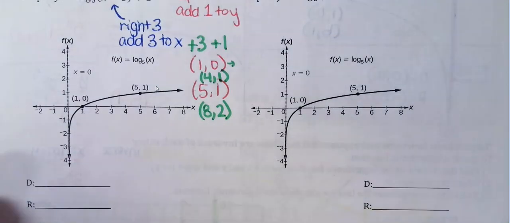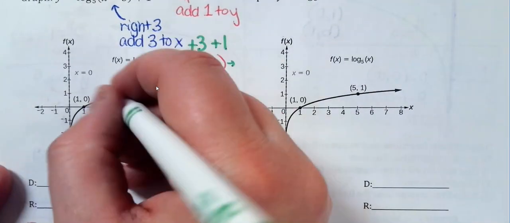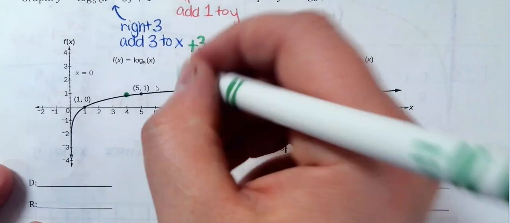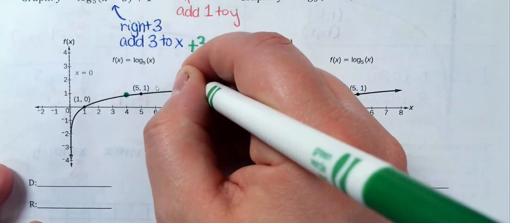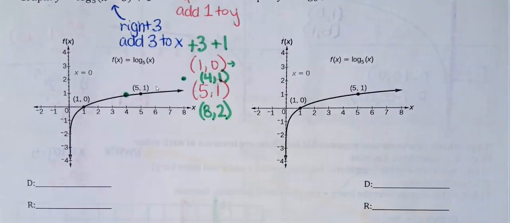Okay, now I'm just going to plot these 2 points, and sorry, there's no grid mark on here, so just do your best to eyeball like 4, 1 and 8, 2 is going to be up here. Can anybody tell me what the asymptote for the shifted graph should be?